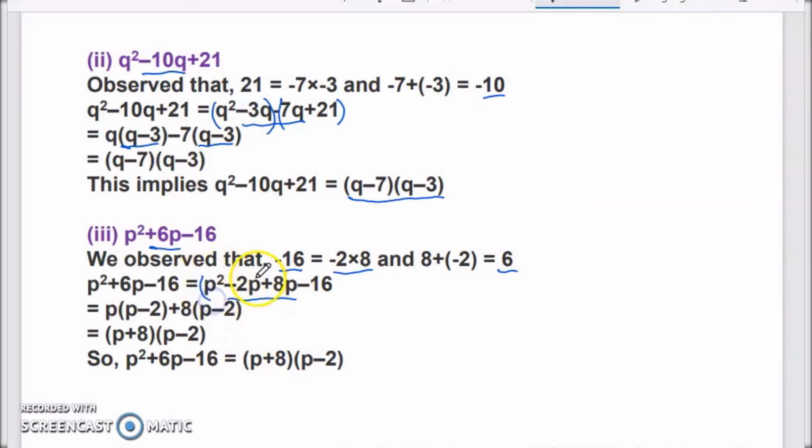Then these two will be grouped together, p square minus 2p and 8p minus 16. So p can be taken common from these two, p into p minus 2, plus 8 can be taken common from these two, so plus 8 into p minus 2. Then further we have p minus 2 common between these two groups. So p minus 2 into p plus 8. These are the factors.